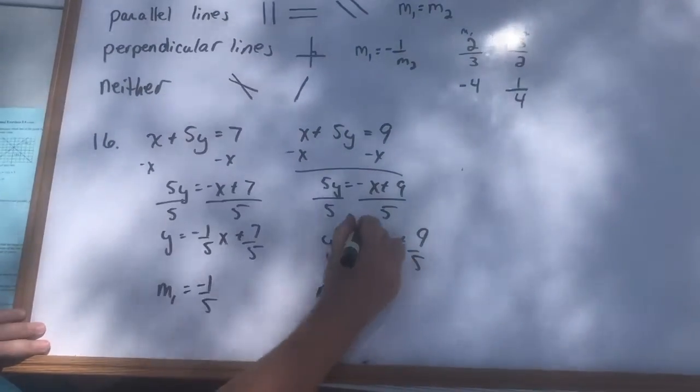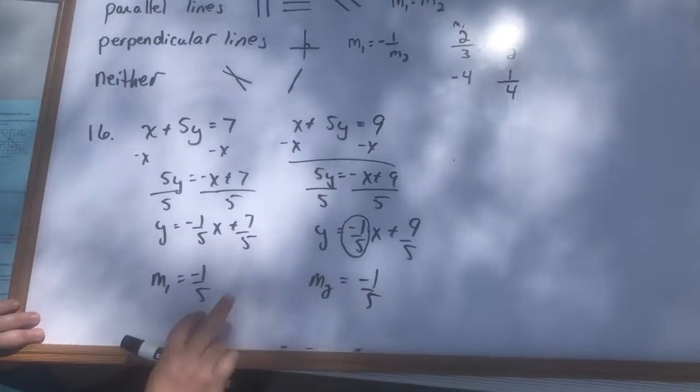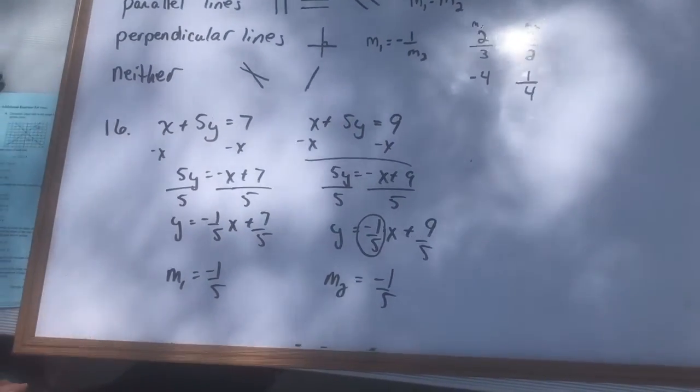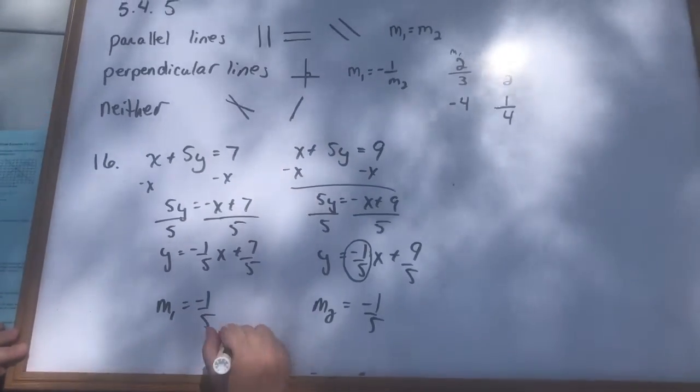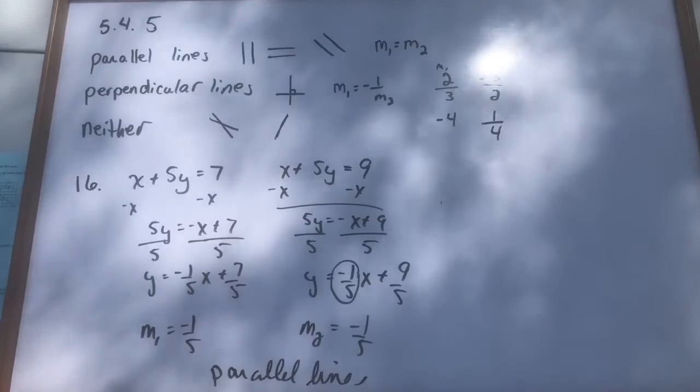m2 equals -1/5. So these have the exact same slope. They are parallel lines. So we would say that they are parallel lines because the slopes are equal.